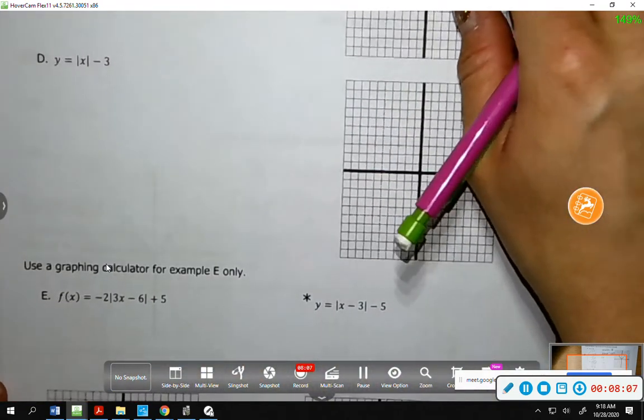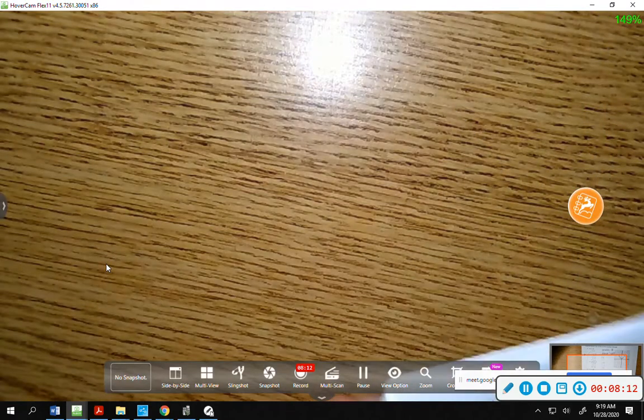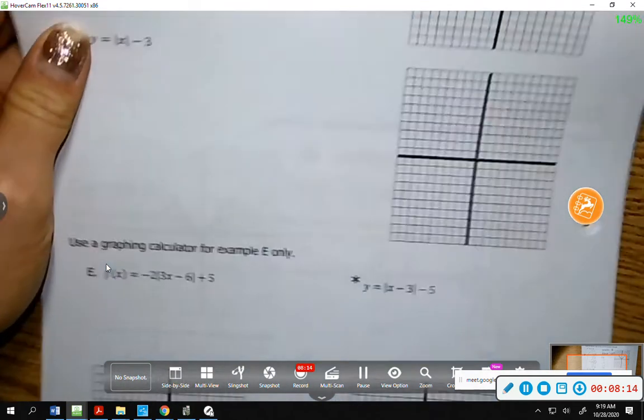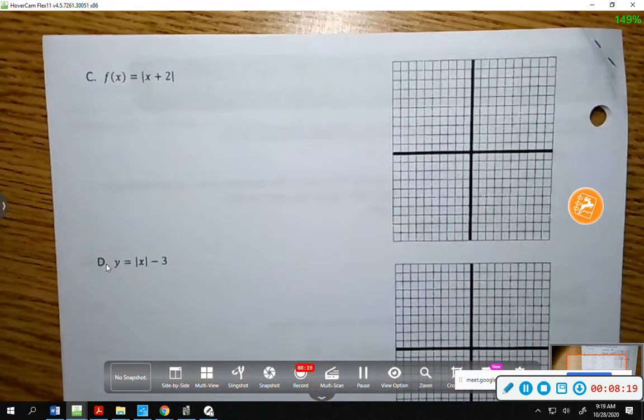So we have 3 more examples we'll do together, and then 1 for you guys to try. And this is the end of our chapter 3 notes. And then we have a test next week, next Thursday, Friday.